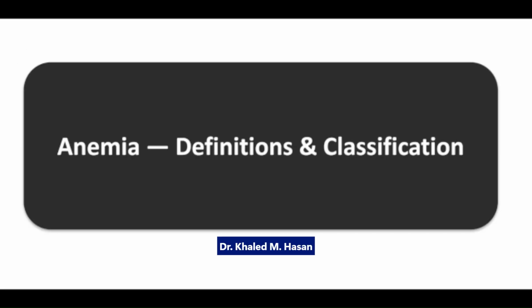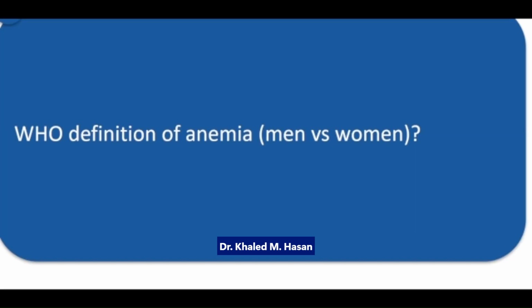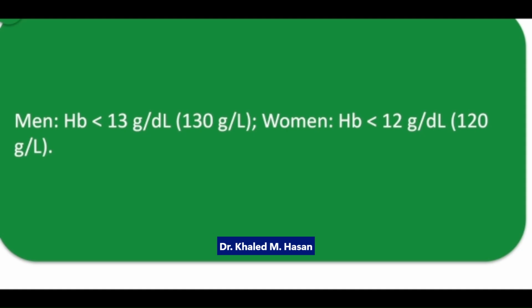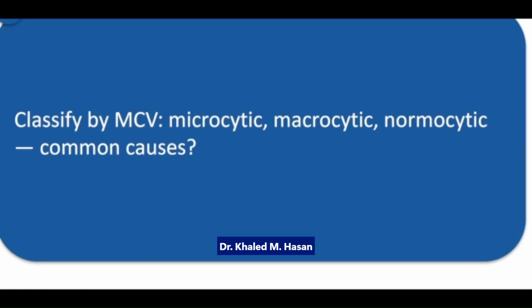Start first with the definition of anemia and the classification. WHO, the World Health Organization, defined anemia according to the blood test: men suffer from anemia if hemoglobin is less than 13 gram per deciliter, or in women less than 12 gram per deciliter. Classification is according to the MCV: we have microcytic, macrocytic, and normocytic.